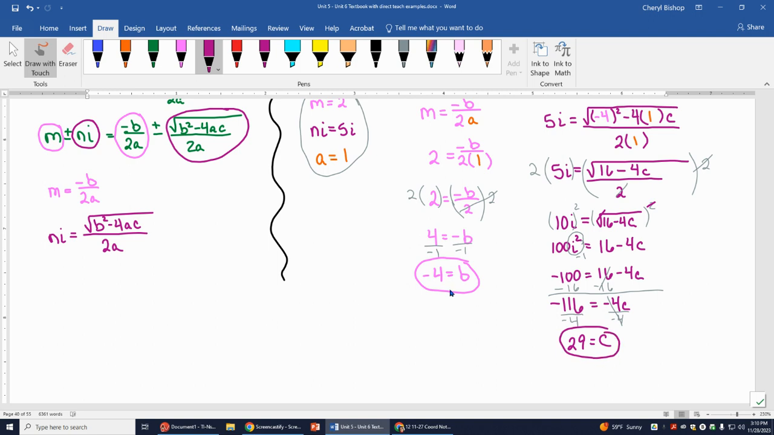So now I know a is 1, b is negative 4, c is 29. I can write my equation. My equation is y equals x squared, 1x squared, that's my a, minus 4x, that's my b, plus 29, that's my c. This equation will have the roots 2 plus or minus 5i.